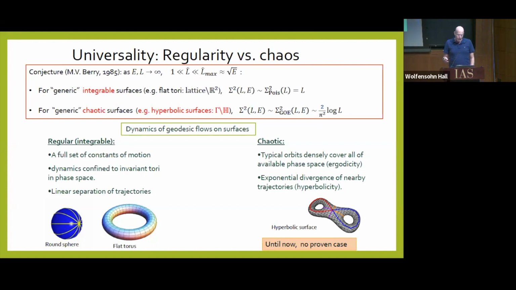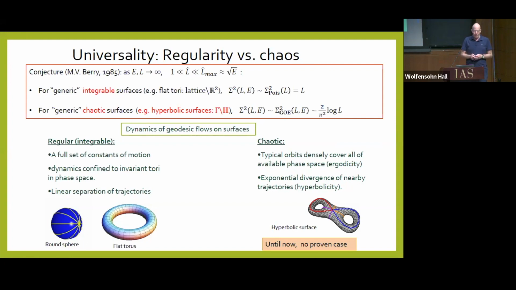And if you take a chaotic surface, which means the geodesic flow is chaotic in a suitable sense, then you are supposed to get random matrix theory behavior. In particular, for this problem, the number variance behaves like 2 over pi squared log L. Again, L is the expected number of eigenvalues in that window. So these are two extreme cases.